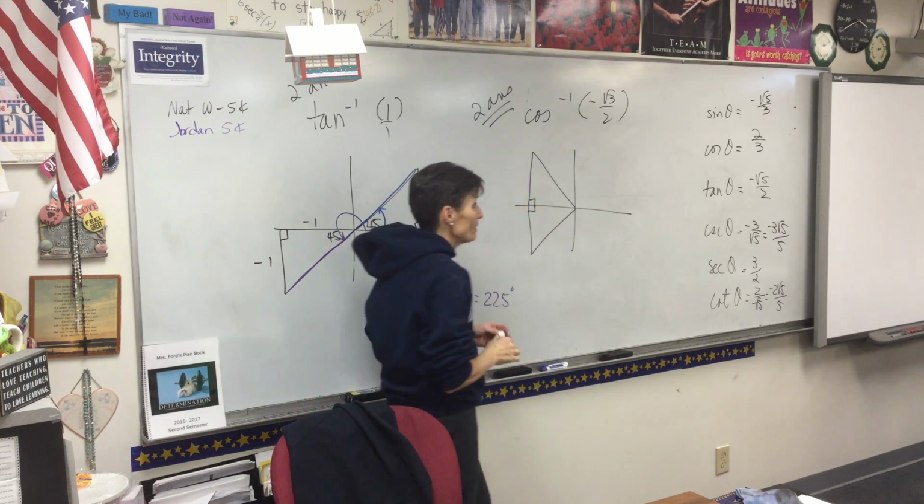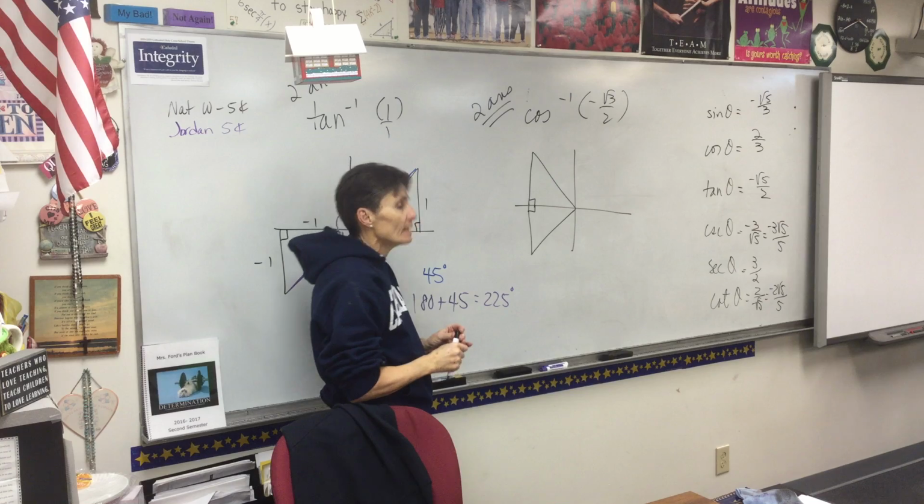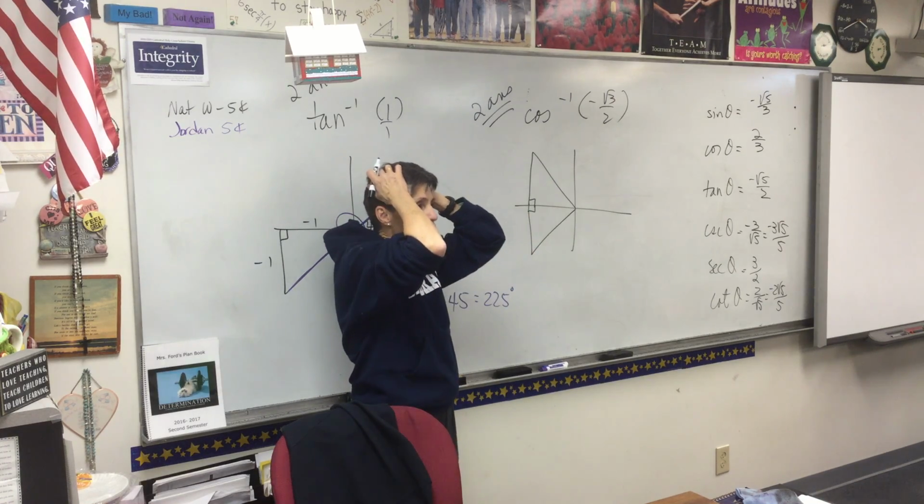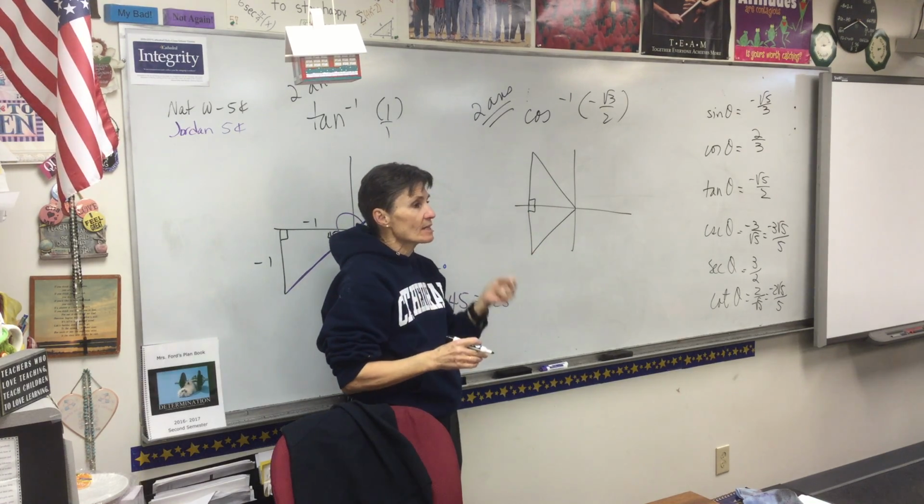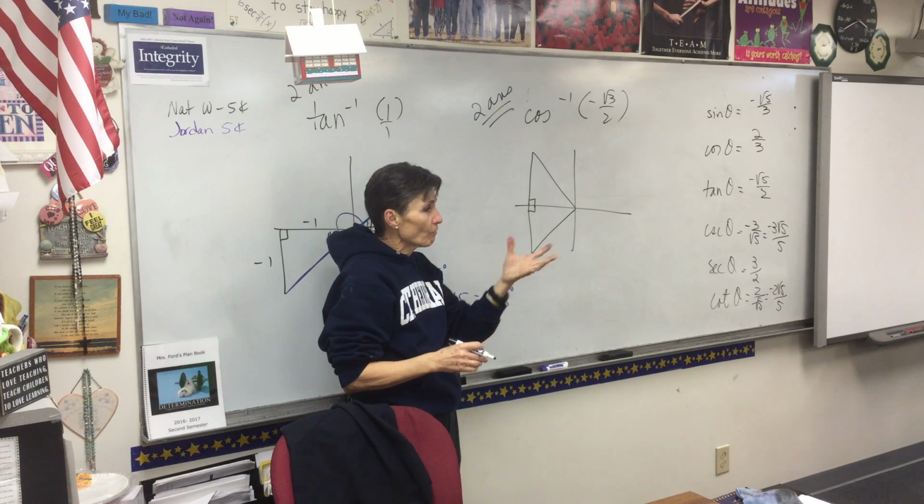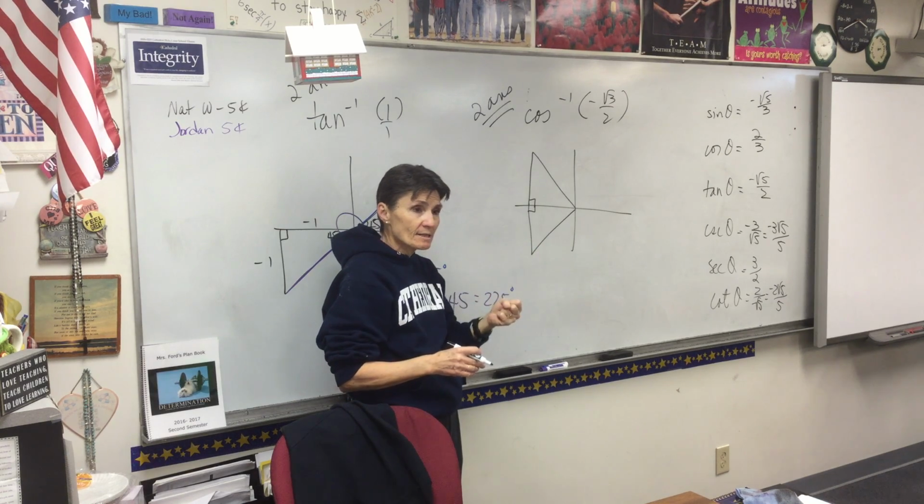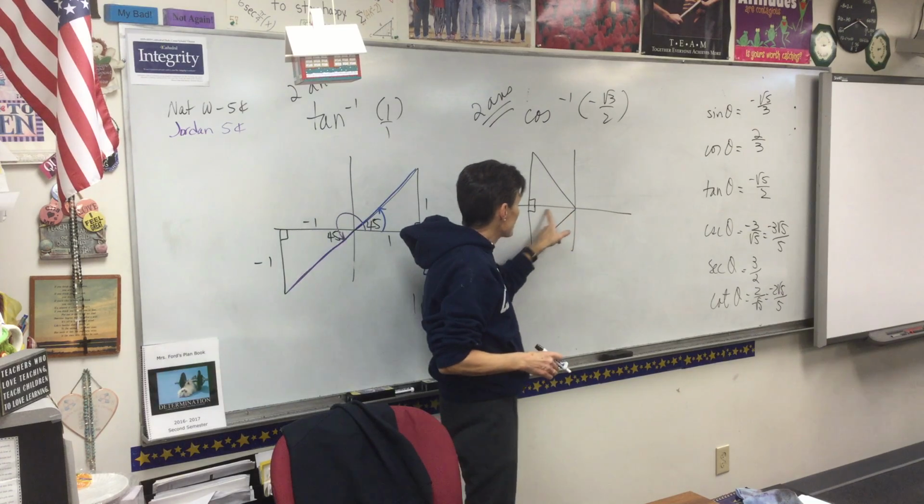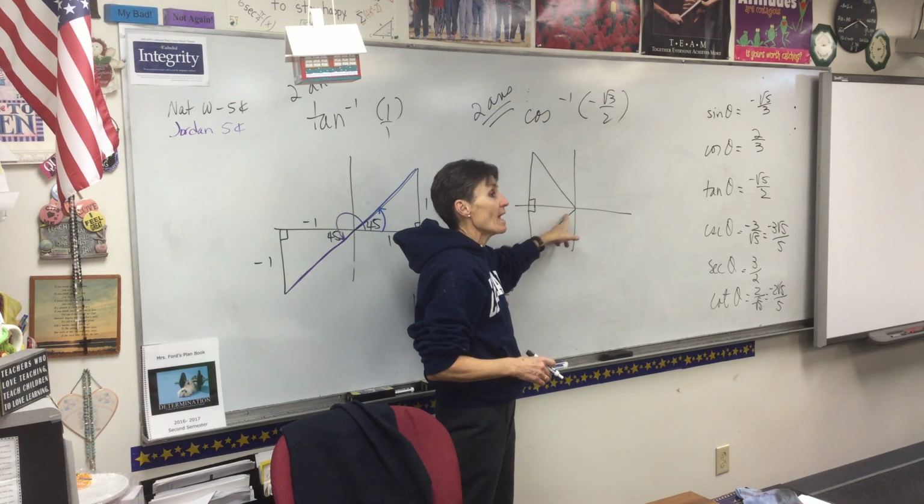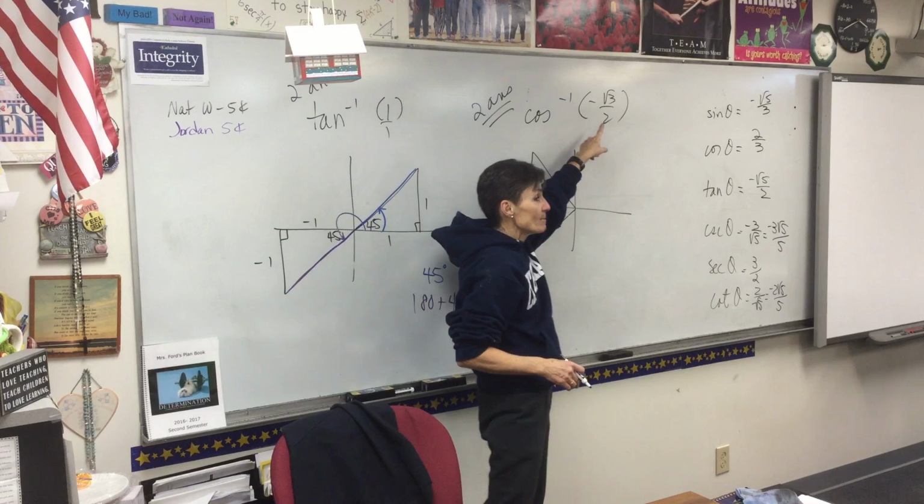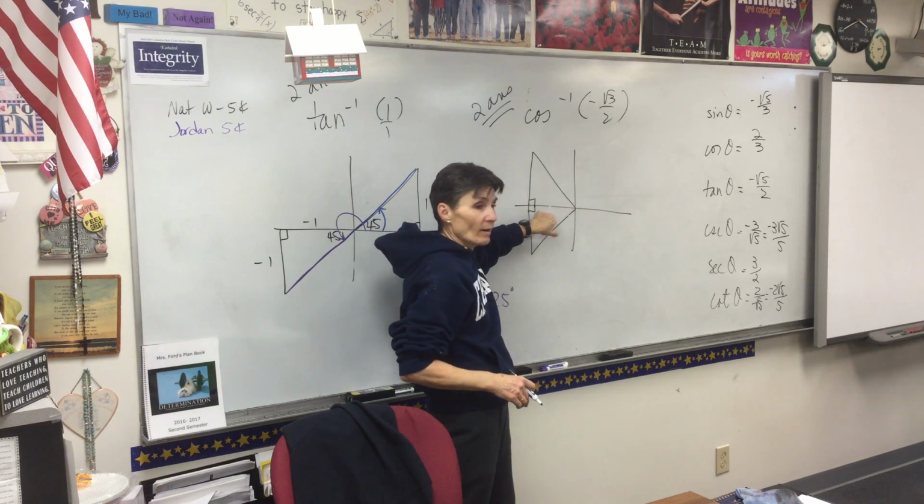Now, Ferris, why did you say to draw this in 2 and 3? You are exactly right. He's thinking about cosine. Cosine is adjacent over hypotenuse, or x over r. This is the adjacent side. This is the x side. You need it to be negative. This is where x is negative.